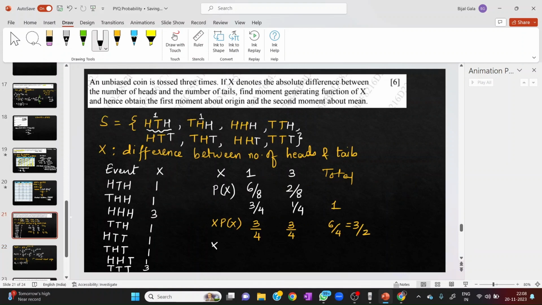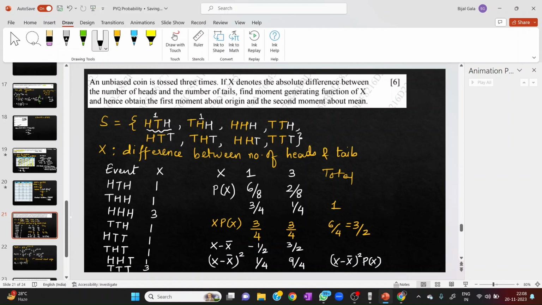Now let's calculate x minus x bar. Let's calculate x minus x bar. 1 minus 3 by 2 is negative 1 by 2. And 3 minus 3 by 2 is 3 by 2. I'll calculate the square. So this will be 1 by 4 and this will be 9 by 4. We also require px into this. So I'll write it here: (x minus x bar) square into px. So basically a vertical table helps us instead of the horizontal table.